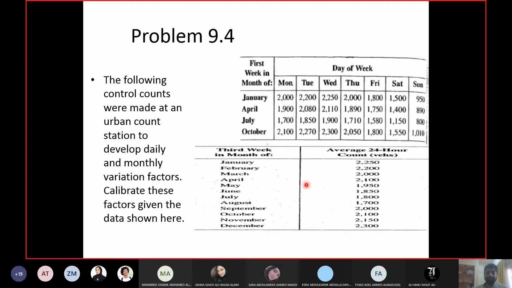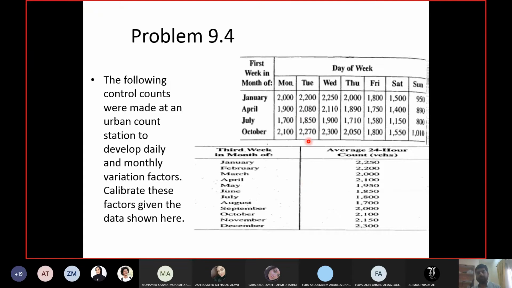Now let us do this example. This example is slightly different from the previous examples because the previous two examples were for a permanent control count location. So you had the complete data, for all days and all months of the year, so it was easier to work with. You took the overall average and so on. But what if the data is taken from a major or minor control count location?